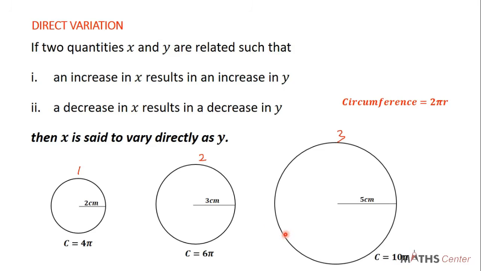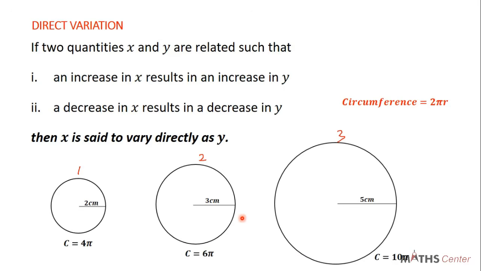Now we can see from these circles that as the radius in circle 1 increases from 2 centimeters to 3 centimeters in circle 2, the circumference also increases from 4 pi to 6 pi. In the same way, as the radius increases from 3 centimeters to 5 centimeters, the circumference also increases from 6 pi to 10 pi. So we can see clearly from here that as the radius increases, the circumference also increases.